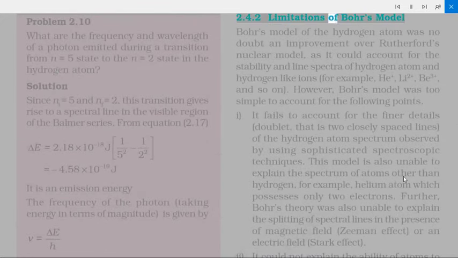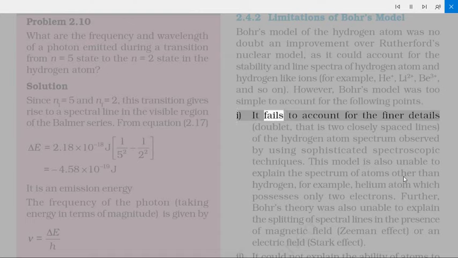Limitations of Bohr's model. Bohr's model of the hydrogen atom was no doubt an improvement over Rutherford's nuclear model, as it could account for the stability and line spectra of the hydrogen atom and hydrogen-like ions, for example, He+, Li2+, Be3+, and so on. However, Bohr's model was too simple to account for the following points.